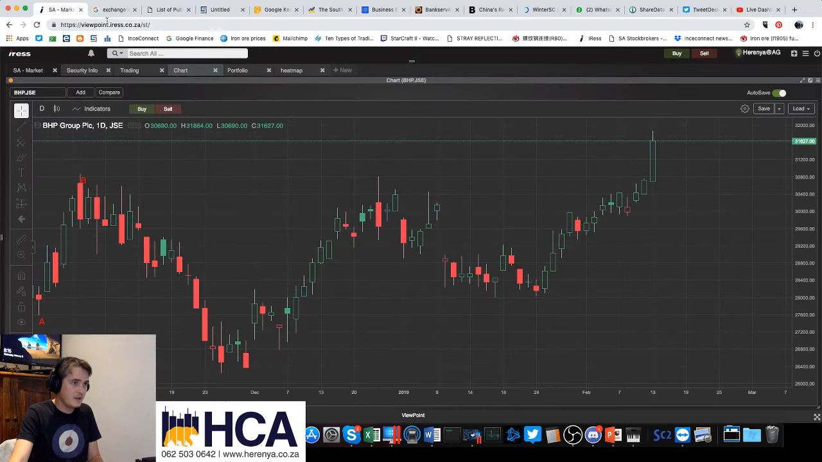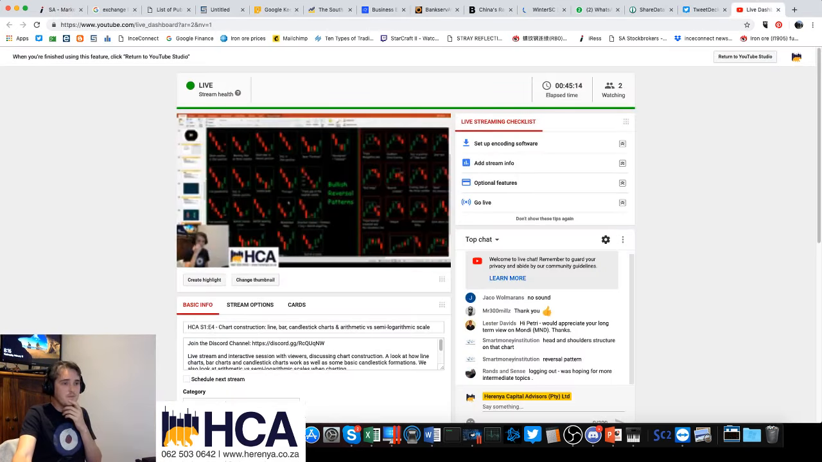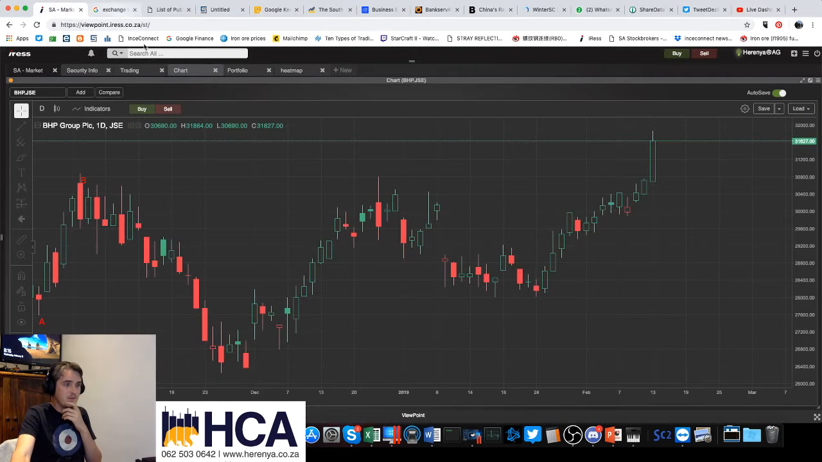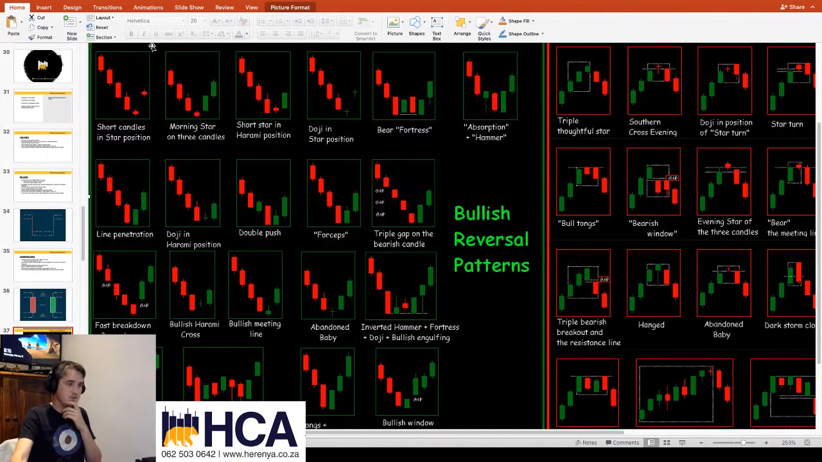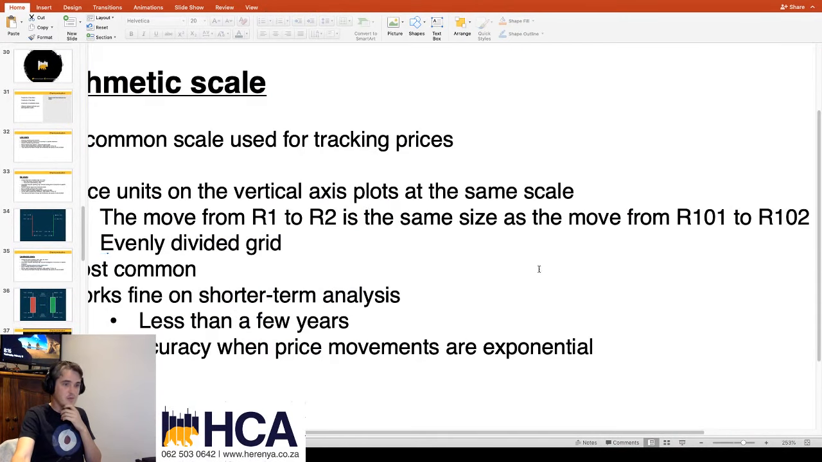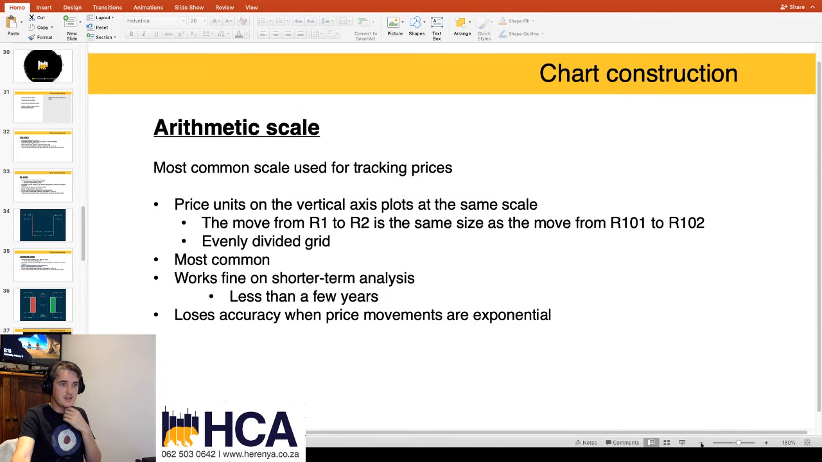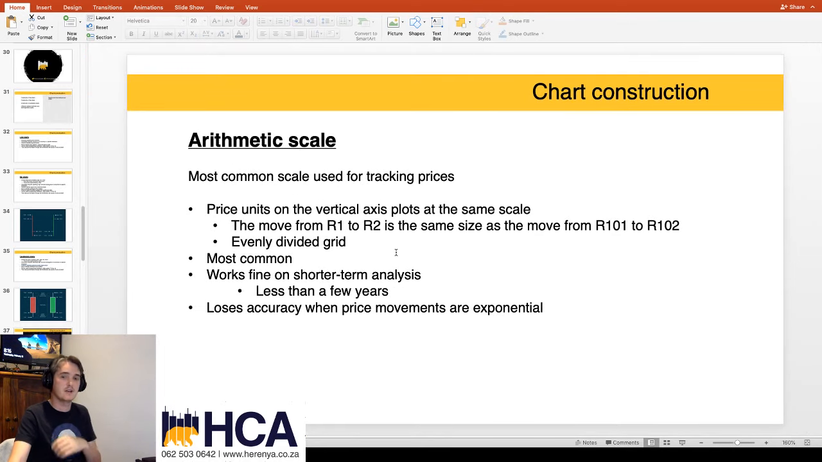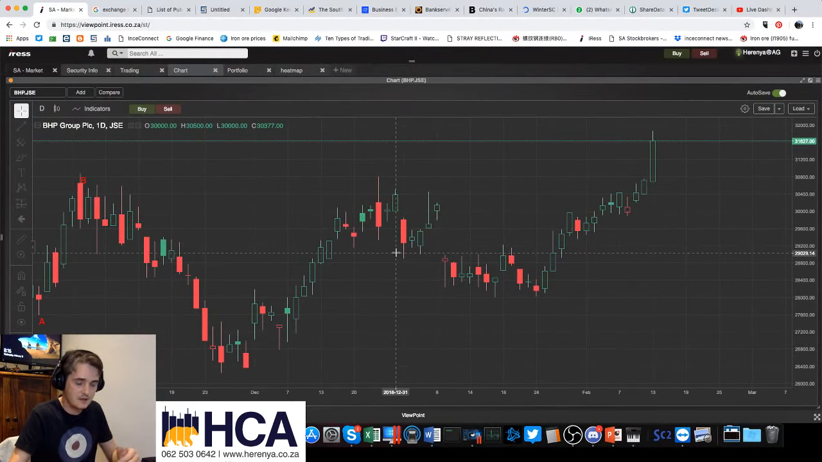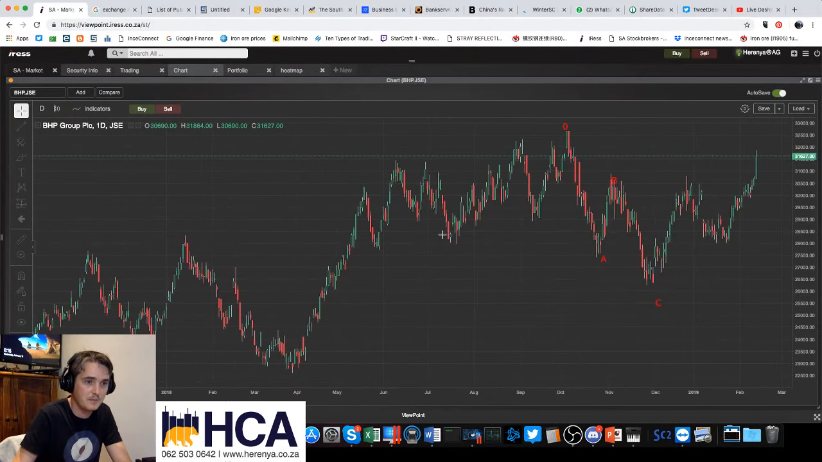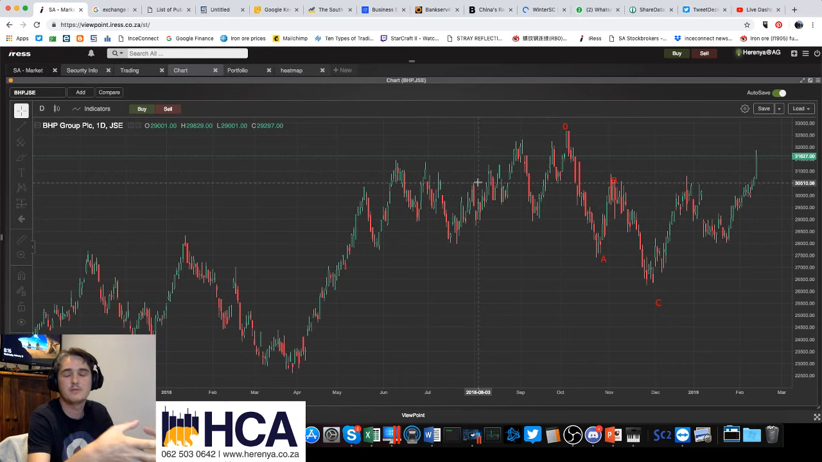Alrighty. Okay, then we're going to move on to the next topic, which is different types of ways to put scales on your charts. So you get different types of price scales. So there are logarithmic price scales and normal arithmetic price scales, and then semi-logarithmic price scales.